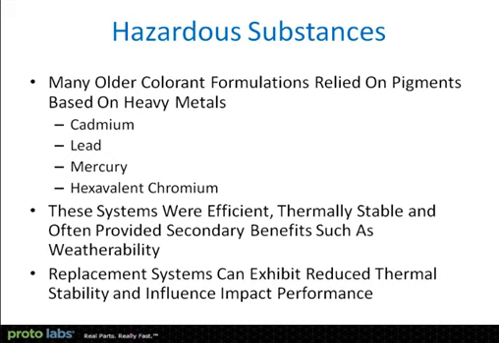They were efficient systems. They were very thermally stable, so they were very forgiving when it came to processing. They were often more stable than the polymer into which they were placed. They often provided secondary benefits, such as weatherability. And all of a sudden, they're going away because of the need, or the perceived need, to have these materials out of our environment. Replacement systems can exhibit reductions in thermal stability and can also influence impact performance. And if you've been through this process of conversion from a heavy metal-based pigment to a heavy metal-free pigment, you know that sometimes it can be very easy and sometimes it can be very, very challenging.